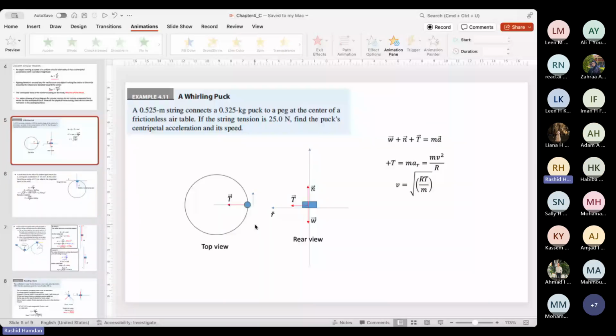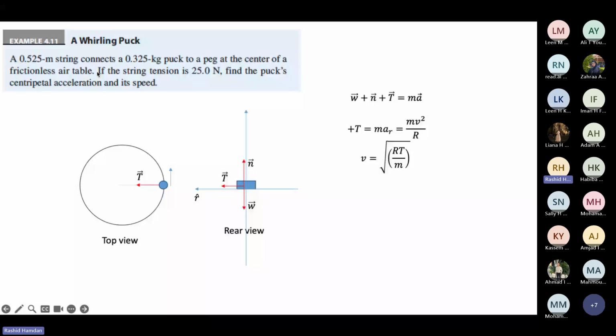Okay, so when you see this example, this is actually just an example in the book, so it's already solved in the book as well. If you go to chapter 4, in the discussion of the lesson, they have some solved problems. So this is one of them. A 0.525 meter string connects a 0.325 kilogram puck to a peg at the center of a frictionless air table.